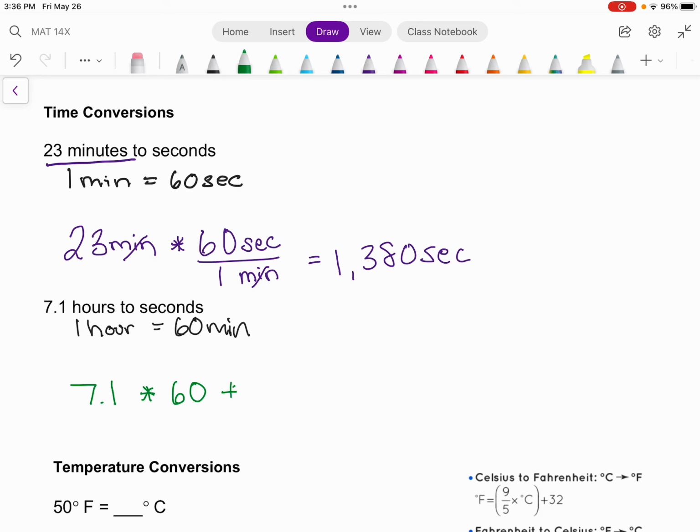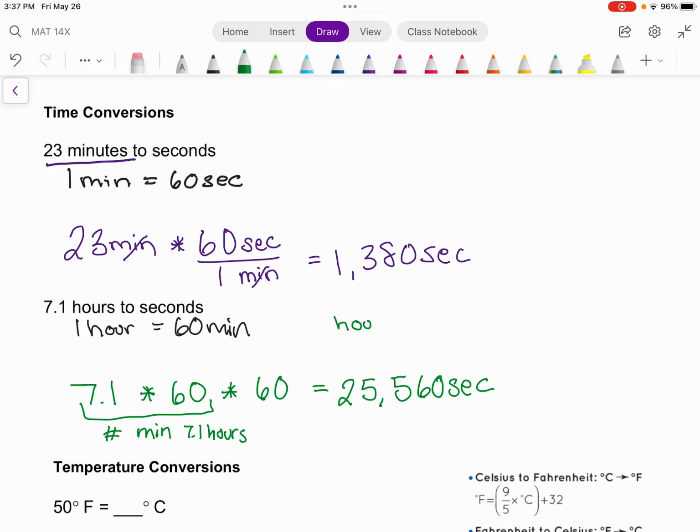If I then multiplied those minutes, so right here, this would be the number of minutes in 7.1 hours. And then if I multiplied by 60 again, I would end up with the number of seconds in those, because there are 60 seconds in each of those minutes. And it ends up being 25,560 seconds.